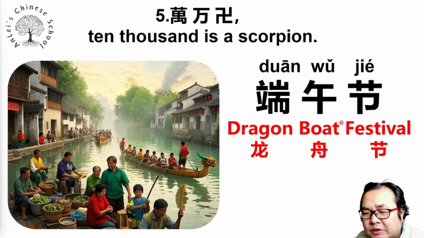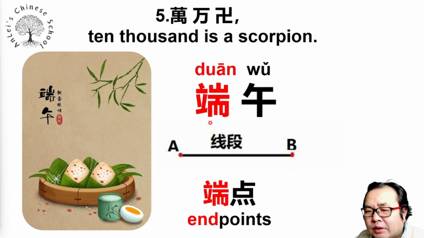It's extremely spectacular, but we don't say Dragon Boat Festival. We would say 端午节. And what is 端? 端 means begin. A line segment has 2 endpoints. We call it 端点. So 端 is the end, and also it's the beginning. This is a commonly used character. We'll learn this character in the future.